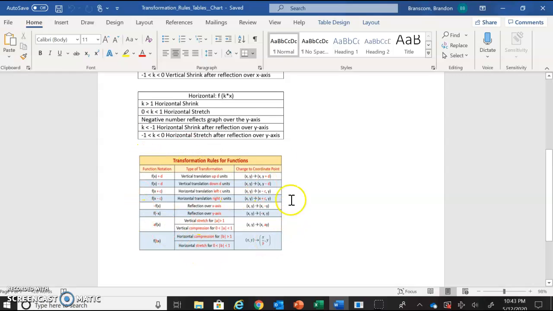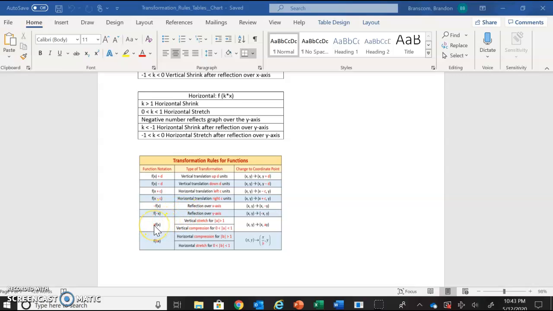I've put all of that sort of condensed. This is a table you could use. It just kind of condenses all the information down. So plus, up, minus, down, inside the parentheses, plus, left, inside the parentheses, minus, right. If it's a negative outside, reflect over the x-axis. If it's a negative inside, reflect over the y-axis.